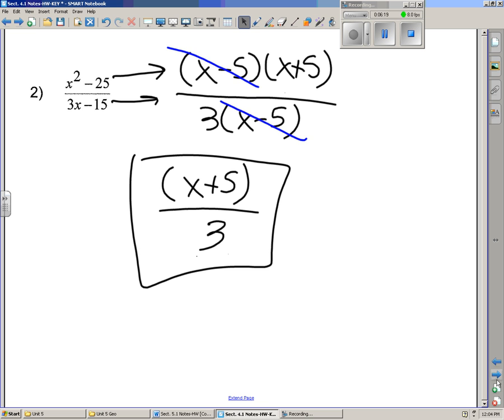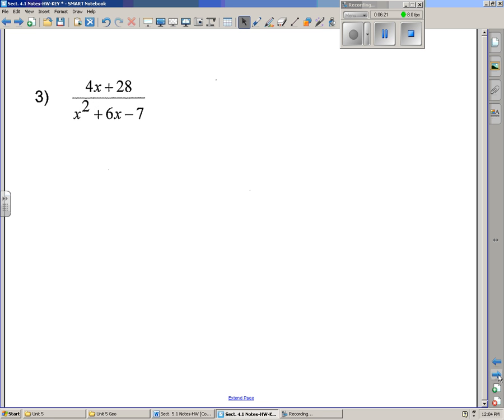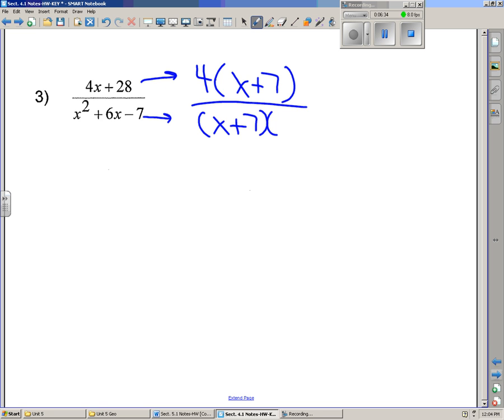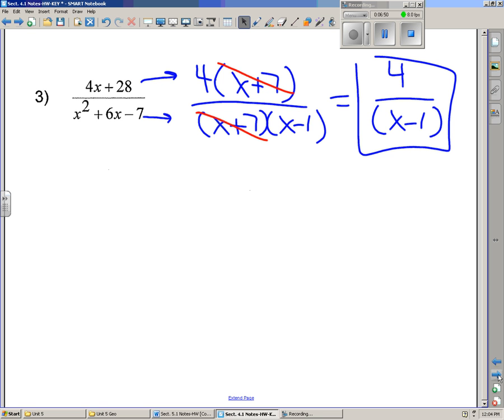Let's keep going. Can you factor the top? Absolutely. GCF. 4, x plus 7. Can you factor the bottom? And you can, by trinomial factoring. X plus 7, x minus 1. Do we have any common factors? And we do. This binomial and this binomial cancel, which means your final answer in simplified form is 4 over x minus 1.